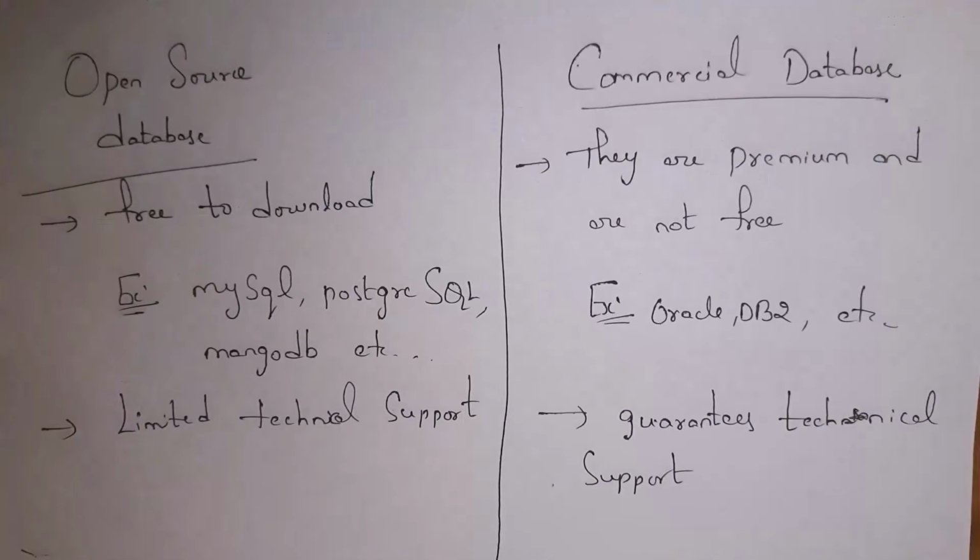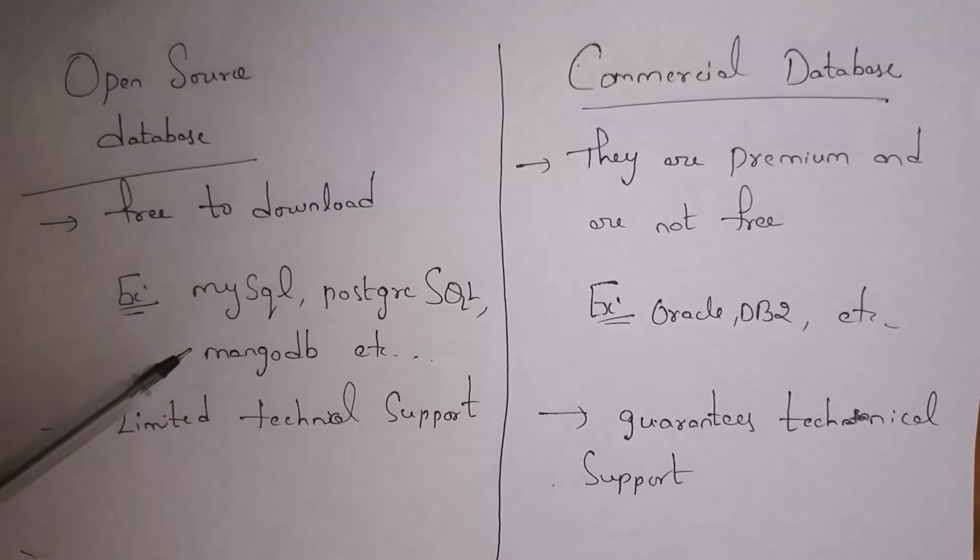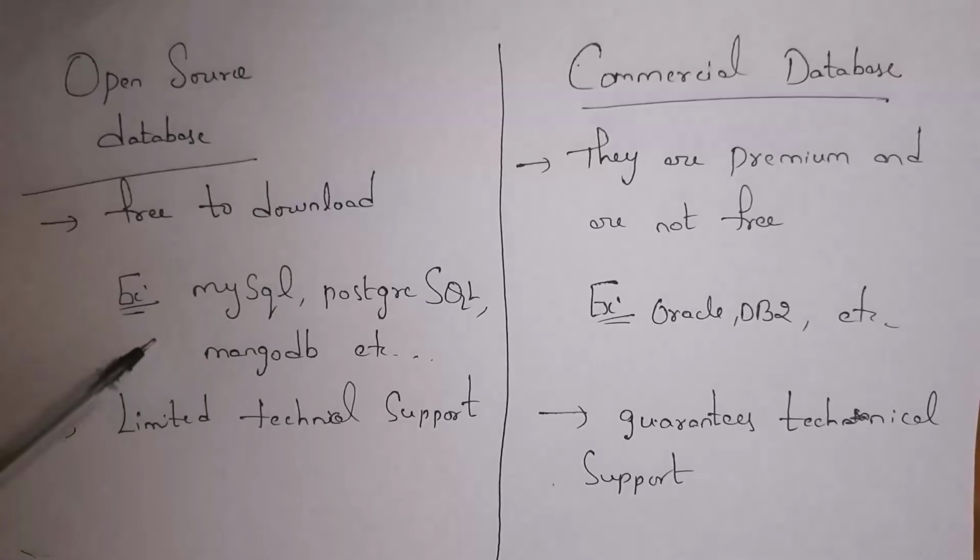Next, I will explain the difference between open source database and commercial database. Open source database is nothing but database software which we can download free of cost on the internet. These open source databases are free to download. And these commercial databases are premium versions. So we cannot download them free of cost on the internet. They are paid versions. MySQL, PostgreSQL and MongoDB are examples of open source database. Oracle and DB2 are examples of commercial database software.